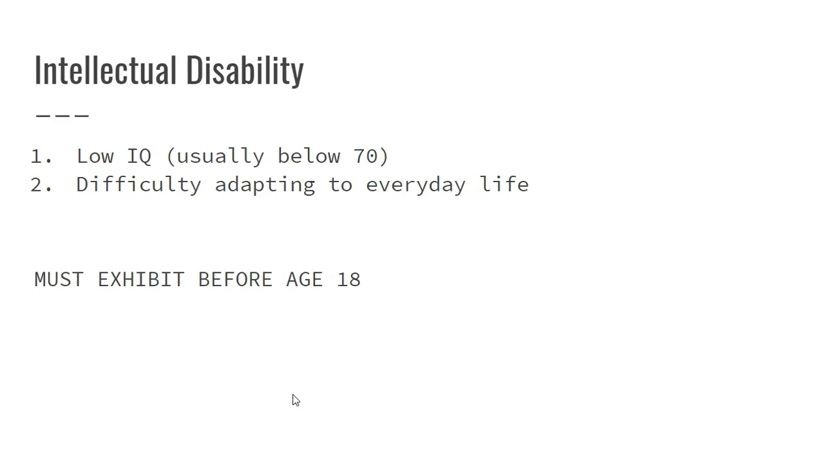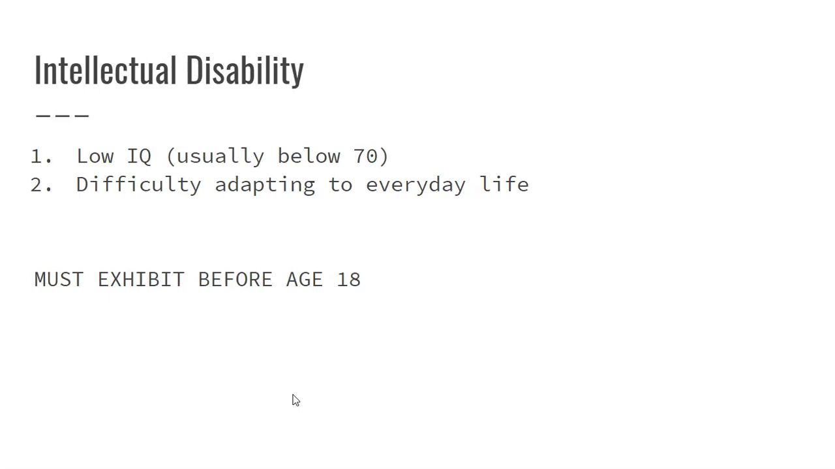If you're not able to complete your activities of daily living, then that means you have difficulty adapting to everyday life. And if you also have a low IQ score, a score below 70, more than likely the psychiatrist or the psychologist may diagnose you with an intellectual disability. Additionally, you have to display a low IQ and have difficulty adapting to everyday life before the age of 18.